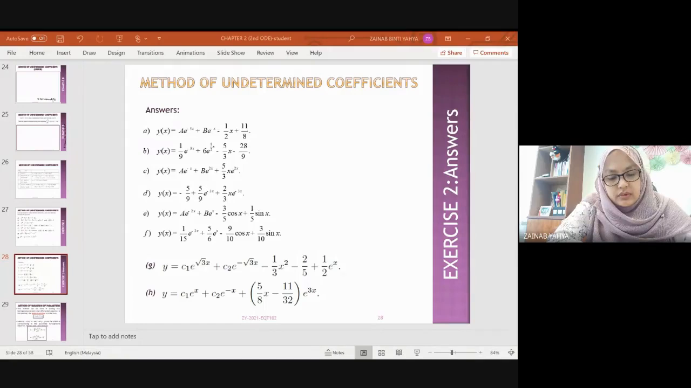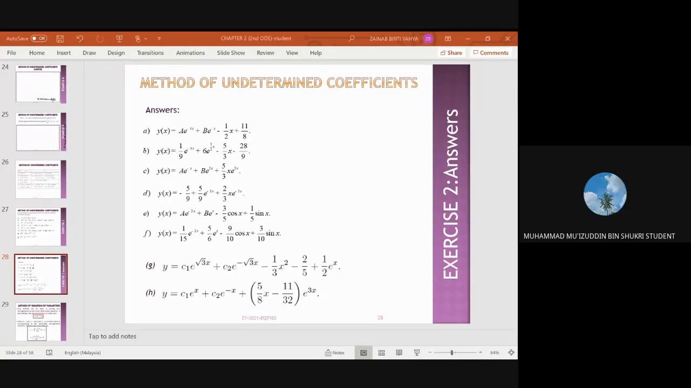Betul, my Mat got a problem. Mat saya rosak. Mat ada maintenance.